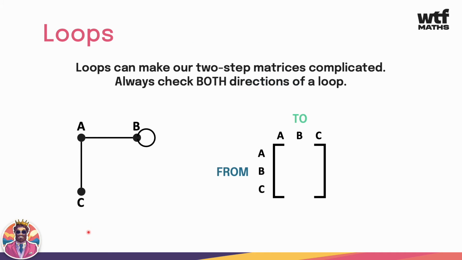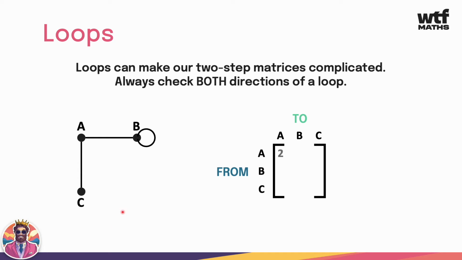Alrighty, we've looked at loops in the last video, but just be aware, loops with 2-step matrices get very complicated very quickly. You really need to check all directions of a loop. Let me show you what I mean. Okay, so I've made this graph over here, A, B, and C. I just wanted to keep it simple so you can understand what's going on.